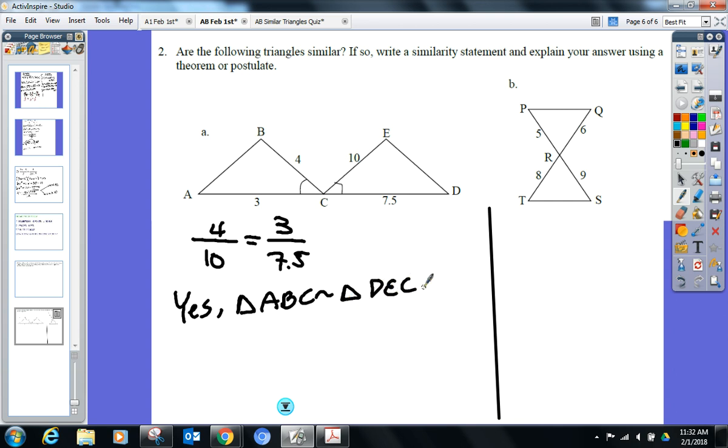So I can say yes, triangle ABC is similar to DEC. And again, don't tell me the sides are in proportion, because that's not true. I don't know about AB or ED. But what method? Side angle side similarity. And yes, you have to have that tilde there.